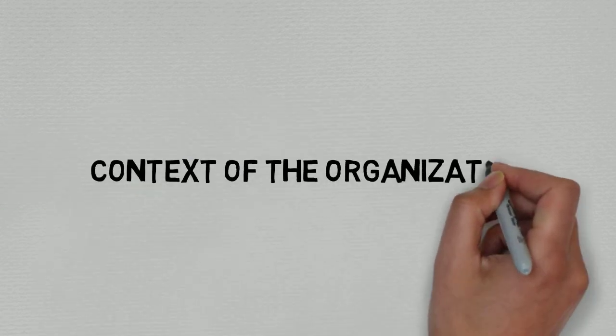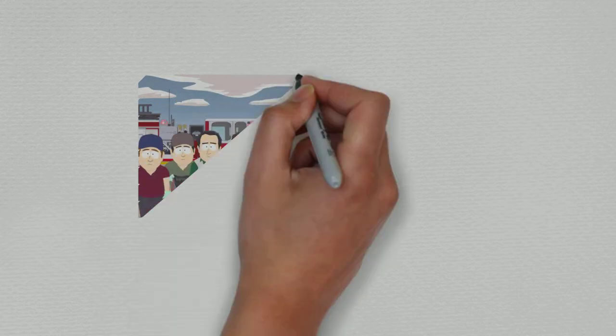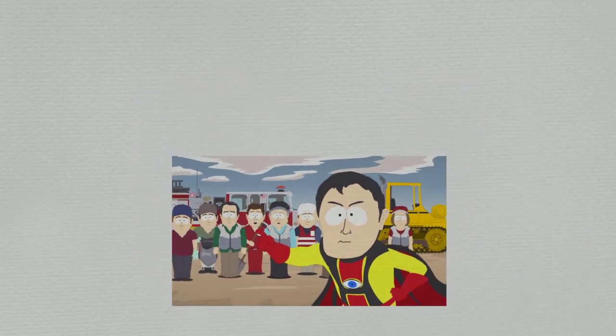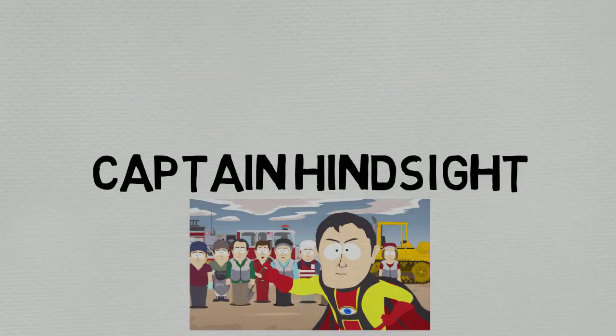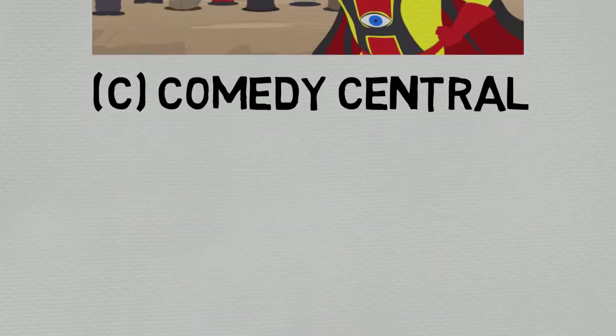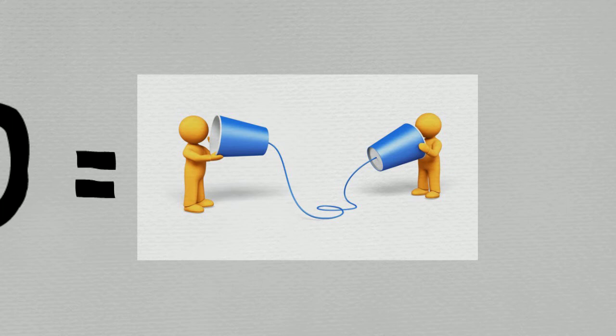This is context of the organization. Context of the organization is best explained by this very famous superhero, Captain Hindsight, who goes around telling people what they should have done. And also because of the fact that the ISO system is the voice of the customer.